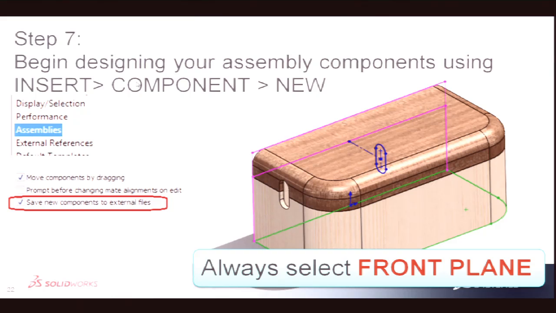So begin designing your assembly components using Insert Component New. And in my assembly options, I have the option set up for save components to external files. We'll talk a little bit more about this in a bit, but this is also outlined in the PDF, so you can just follow right along when you're trying to do this example tonight in the hotel room.